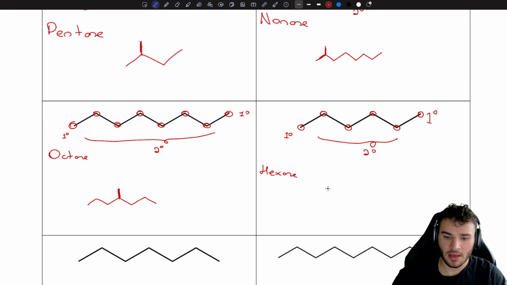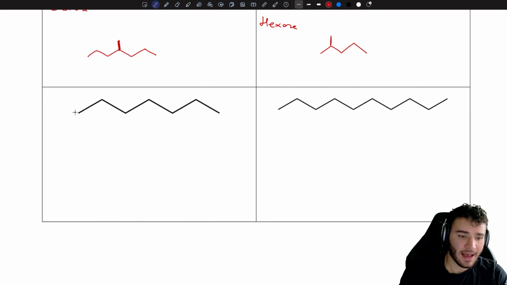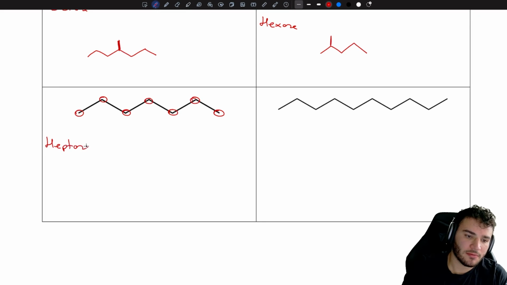So one easy way to draw a conformational isomer is let's just draw 5 carbons and connect an extra carbon somewhere along the chain. Last 2 problems, I count 1, 2, 3, 4, 5, 6, and 7 carbons, and 7 carbons corresponds to the name heptane.